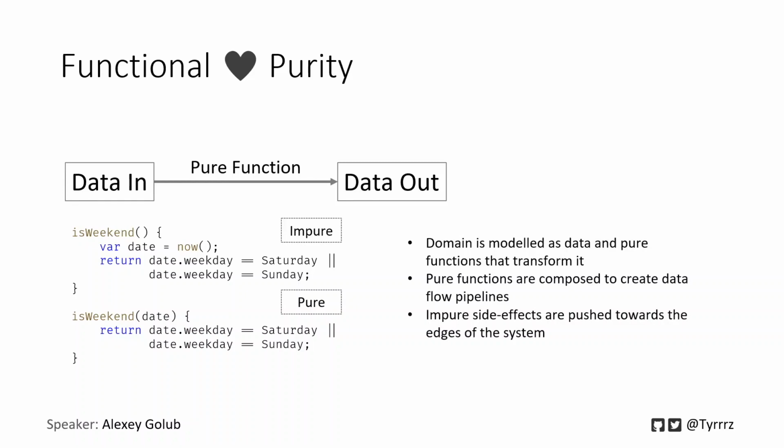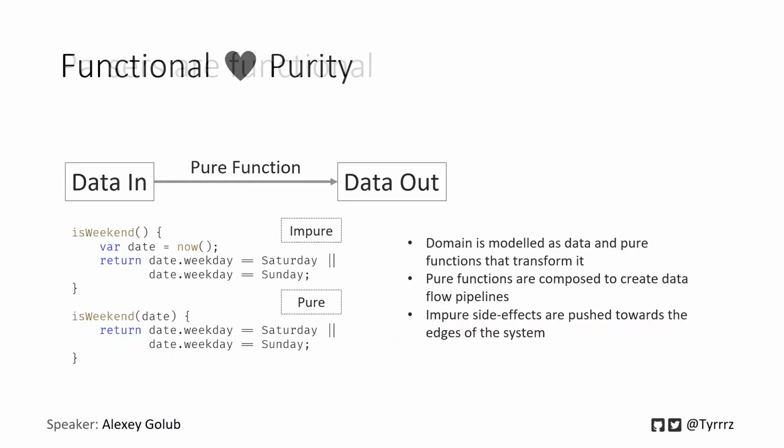So the idea is that we model our domain by separating the data and behavior from each other, and then use pure functions to represent that behavior. We can then compose those pure functions to express the flow of data in our programs, which usually takes the form of a pipeline. Although we can't completely eliminate side effects from our code, we still try to push them as far out as we can towards the system boundaries. In the example of the isWeekend function, we'll still probably use the now function to get the current date, but we'll pass it as an input parameter instead of relying on it inside the function itself.